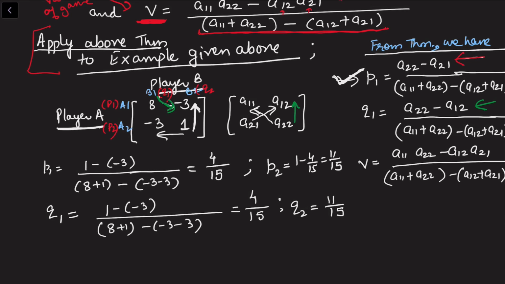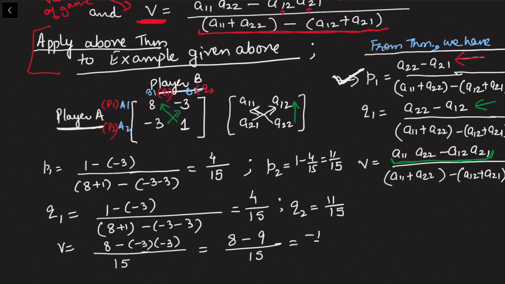Once we have calculated P1, Q1, we can also calculate the value of the game. For the value of the game, we have seen it is like a determinant. So the denominator quantity is the same, I can keep the denominator exactly the same. And the numerator is simply like taking the determinant of these two quantities. So it is A11 into A22 minus A12 into A21. When I multiply these two quantities, we get 8 minus of minus 3 into minus 3. So this quantity becomes 8 minus 9, and this becomes minus 1 by 15.